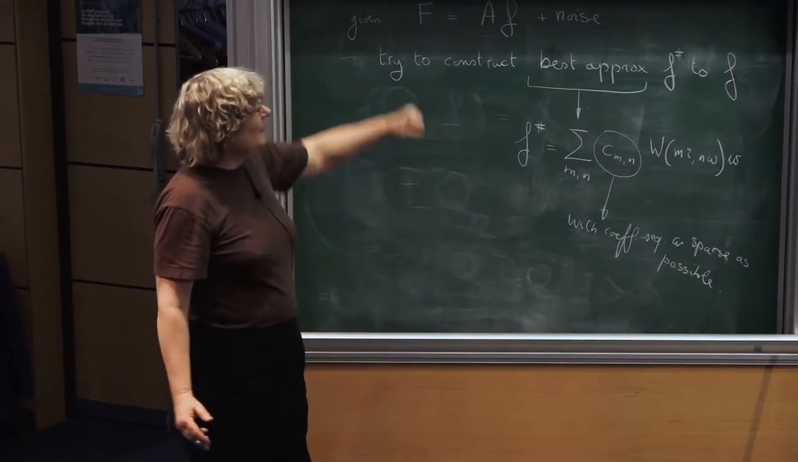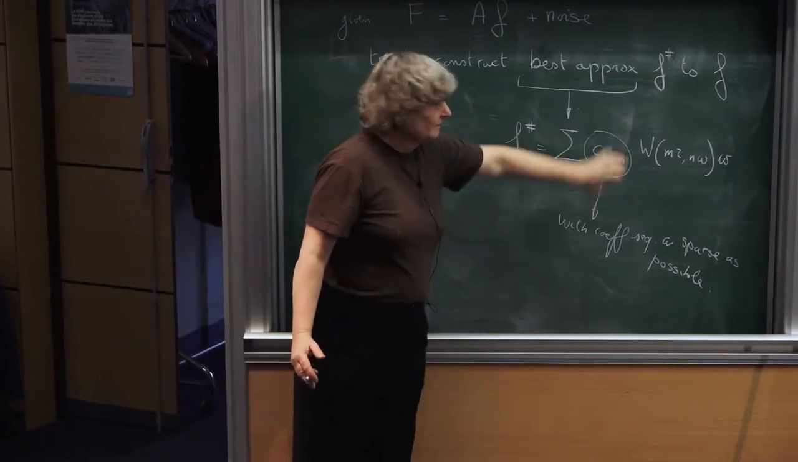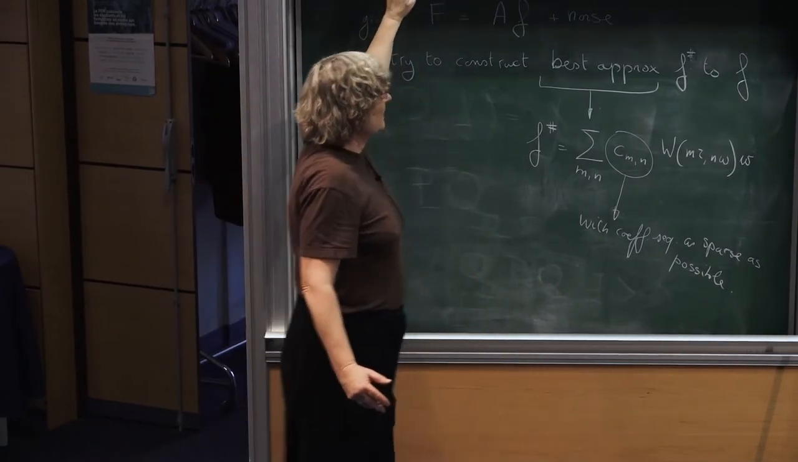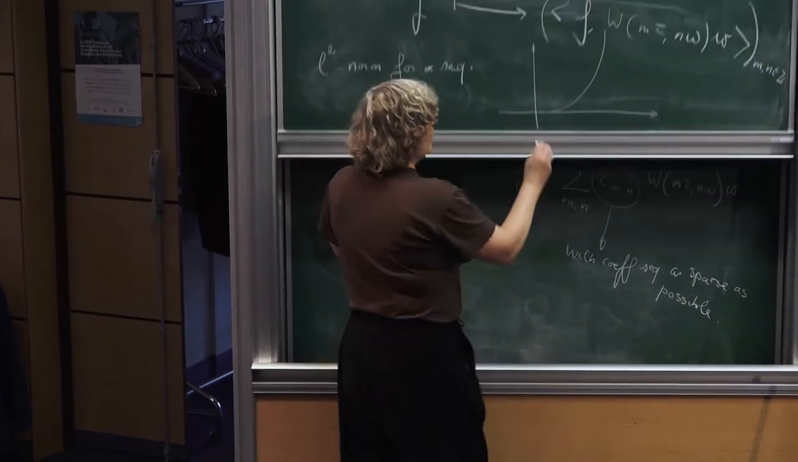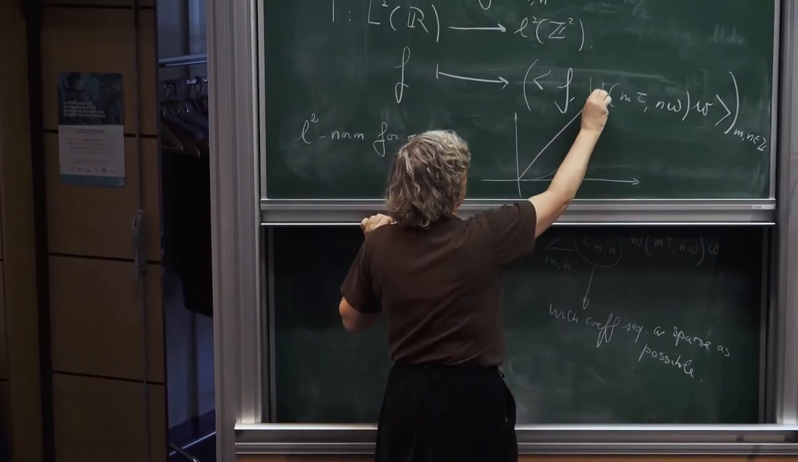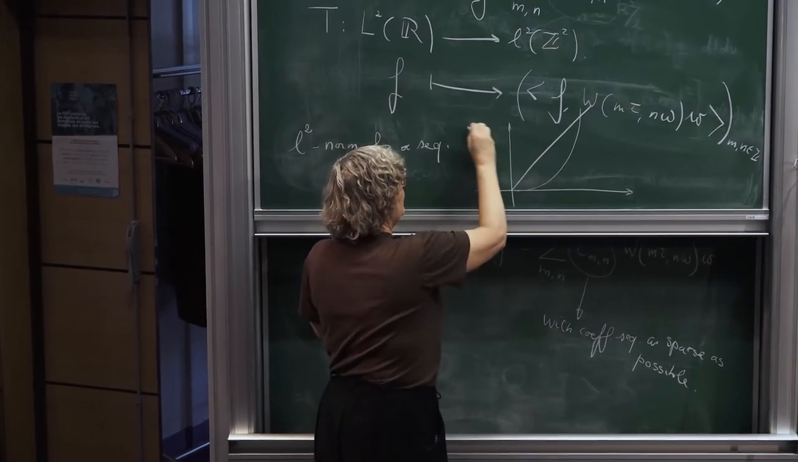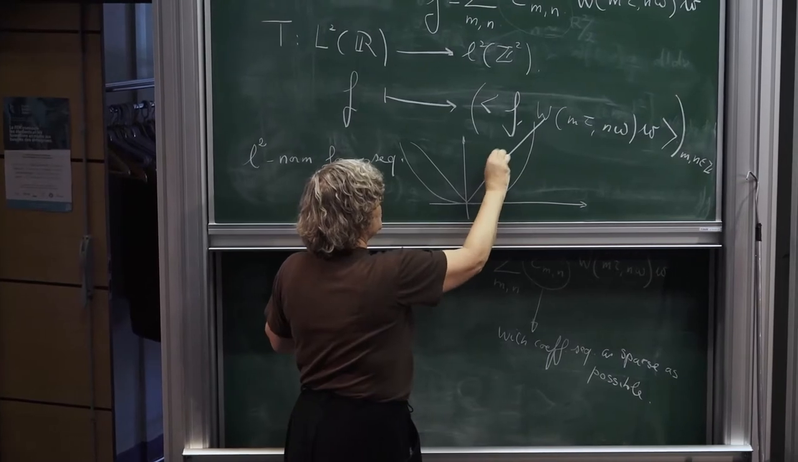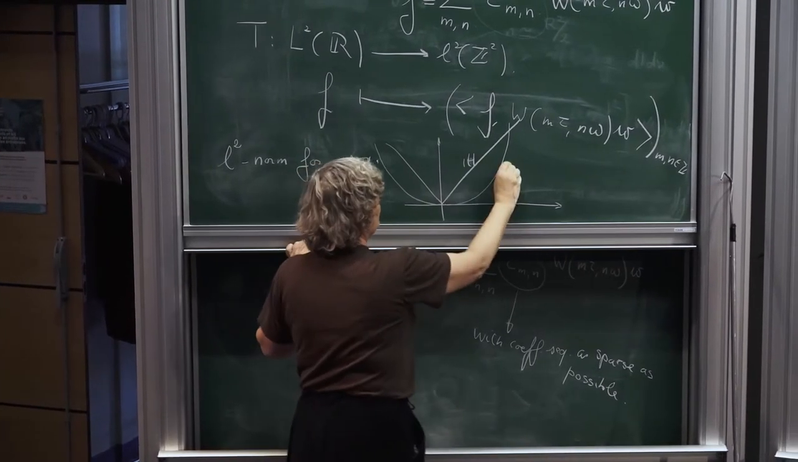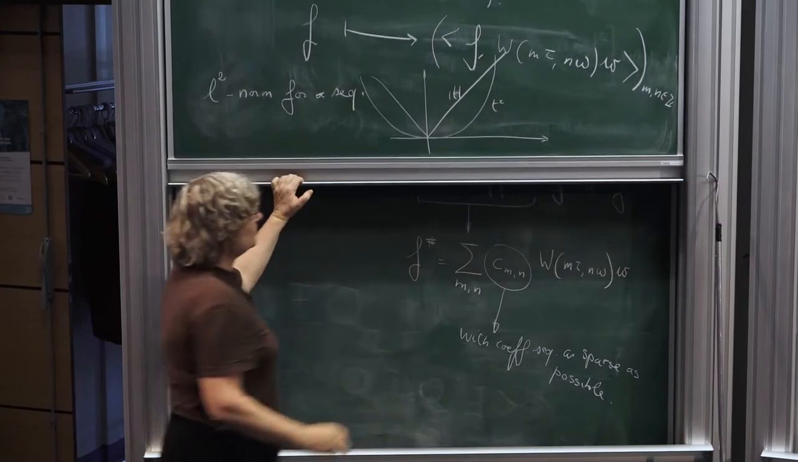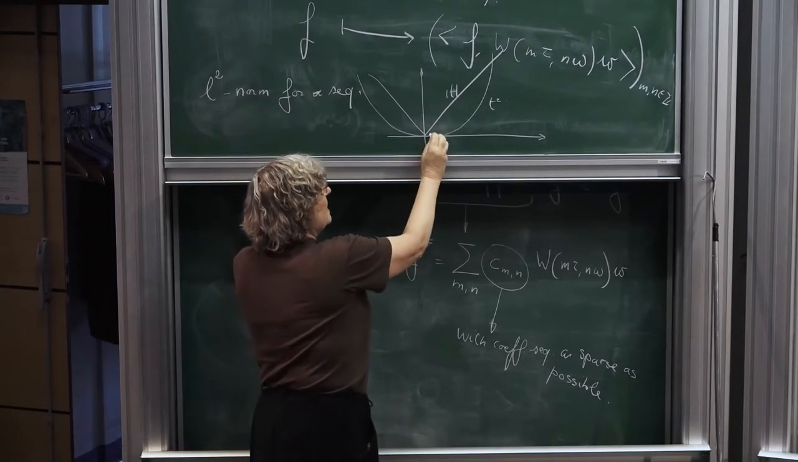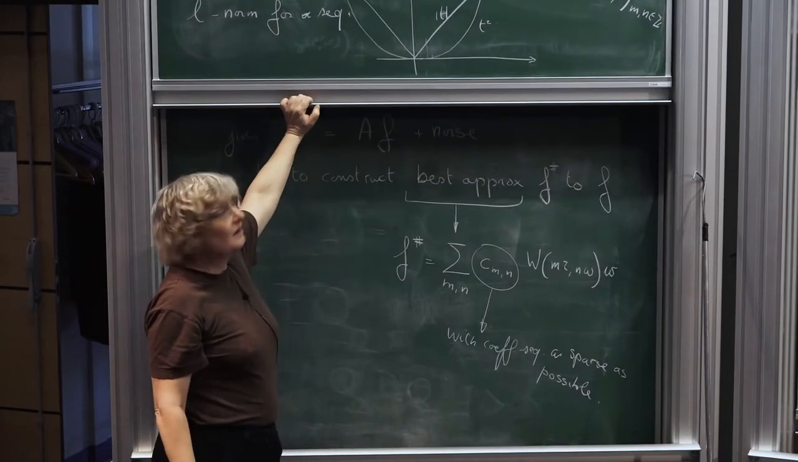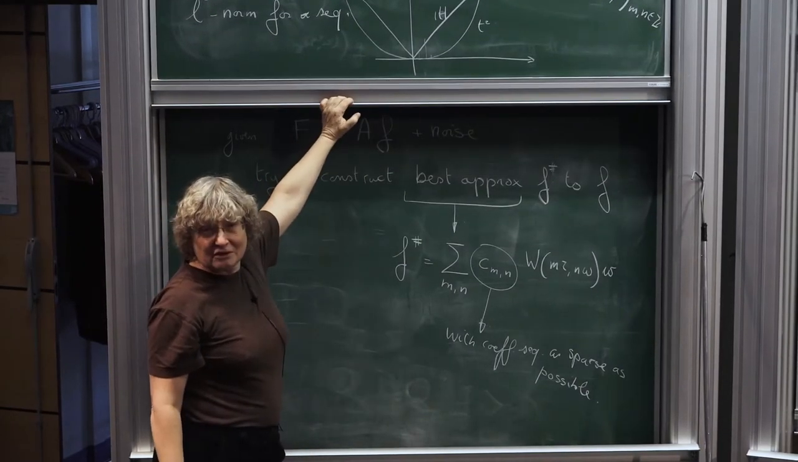Now, the little L2 norm is not a good idea for this. But it turns out that the little L1 norm is a better idea. And the reason for that is that if you look at the function, so this is the function t, and this is the function t squared, it makes you pay much more for small coefficients than the L2 norm does.